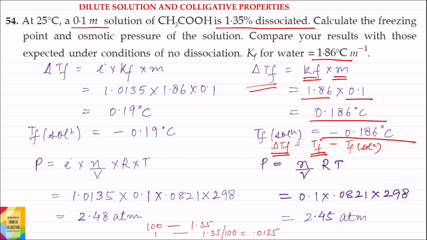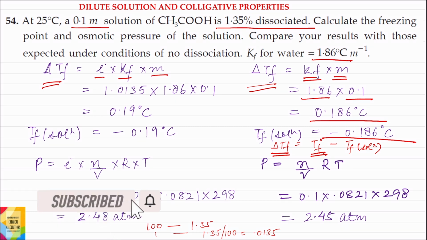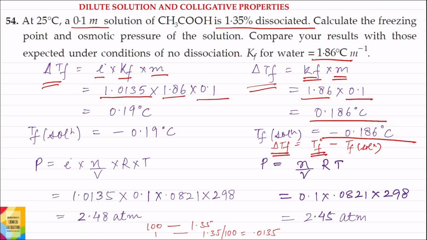Now to calculate the freezing point of the solution when acetic acid dissociates, then delta Tf will be equal to i into Kf into m. i is van't Hoff factor. The value of i in this question is 1.0135. Value of Kf is 1.86 and value of m is given as 0.1. Solving, delta Tf is equal to 0.19 degrees centigrade and freezing point of solution will be equal to minus 0.19 degrees centigrade.